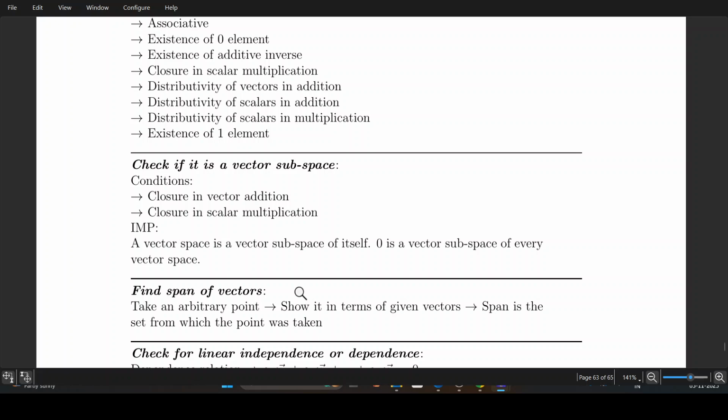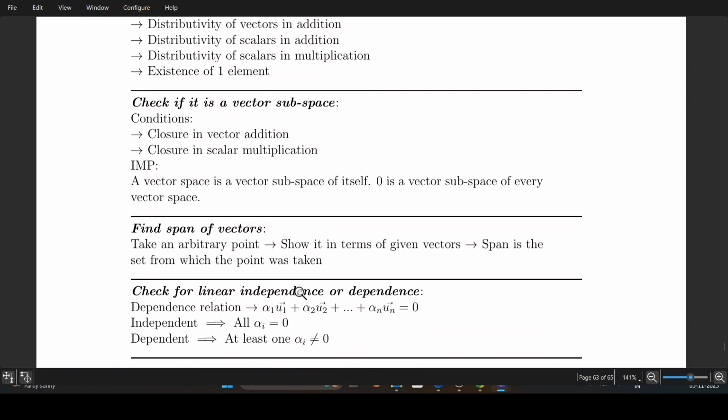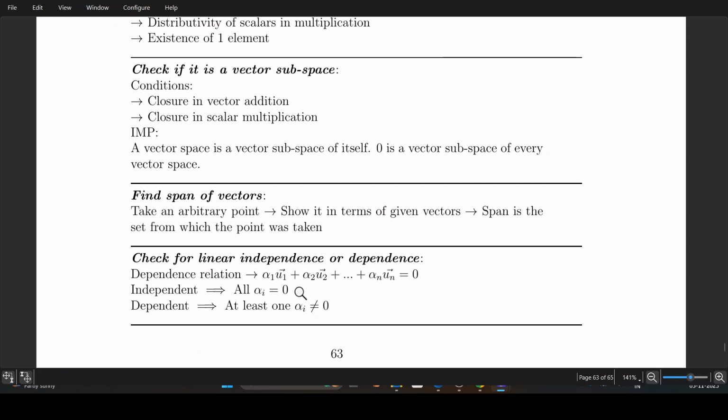So the next is how to check for linear independence or dependence. So first consider the dependence relation, alpha 1 u1 plus alpha 2 u2 till alpha n un equals 0. So when we solve this relation, if all the values of alpha i are 0, then the given vectors are independent. But if there is at least one alpha i which is non-zero, then the given vectors are dependent. Okay, so independent: all alpha i 0; dependent: at least one alpha i non-zero.